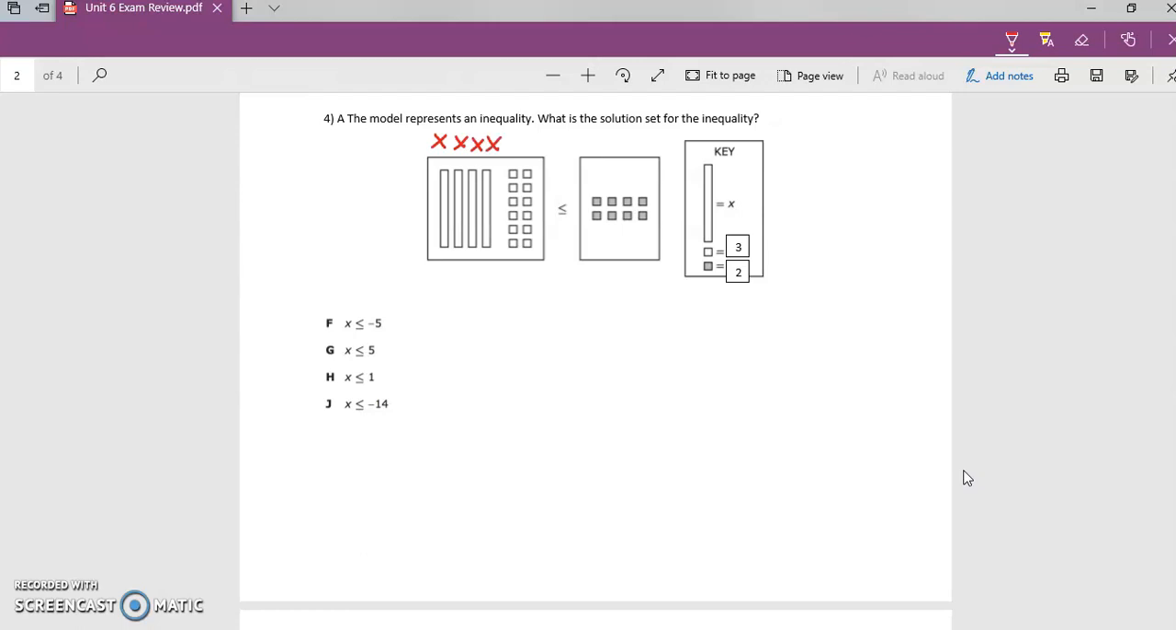And then for every little empty box, it's supposed to be worth 3. So there's 1, 2, 3, 4, 5, 6, 7, 8, 9, 10, 11, 12. 12 times 3 is 36. And then less than, and then each of these little shaded in boxes is worth 2. So 2, 4, 6, 8, 10, 12, 14, 16. Okay, so now I kind of have an idea of what I have. So it's 4 x's plus 36 more is less than or equal to 16.